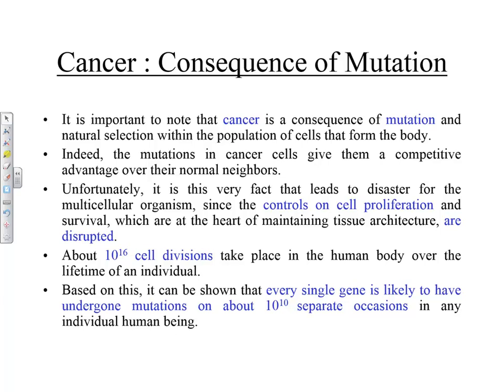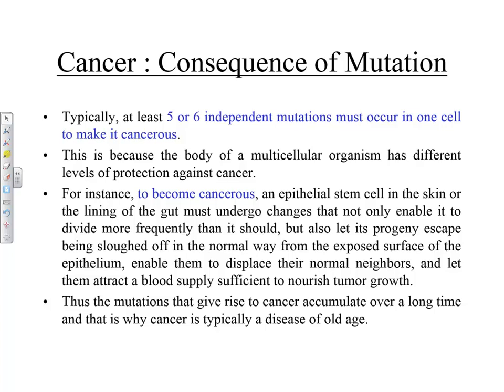About 10 to the power of 16 cell divisions take place, and I don't know how they came up with the math, but it's a big number, right? Cell divisions take place in the human body over the lifetime of an individual. And based on this, they can do the math, and you guys should do it because you're the people with the quantitative skills. You can do the math and show that every single gene in the genome is likely to have undergone mutations on about 10 to the power of 10 separate occasions in any individual human being. So there's no point in worrying about this. The mutations are happening, but hopefully the repair mechanisms will kick in.